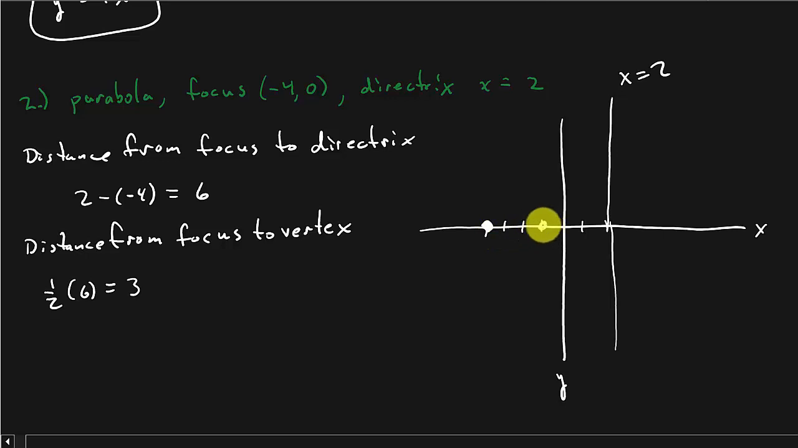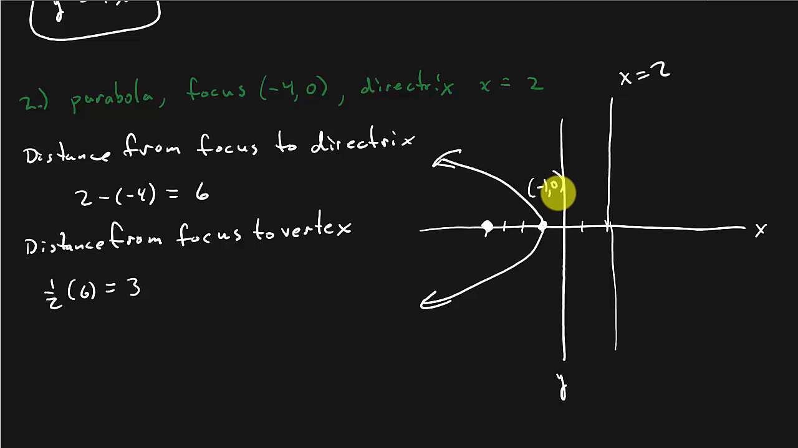There's your vertex right there, and we know that this parabola is going to, I know we don't have to draw the graph, but let's just draw it in there. So we can see the vertex is -1, 0. You see that? It's -1, 0. And so in this case, we have p is equal to what?